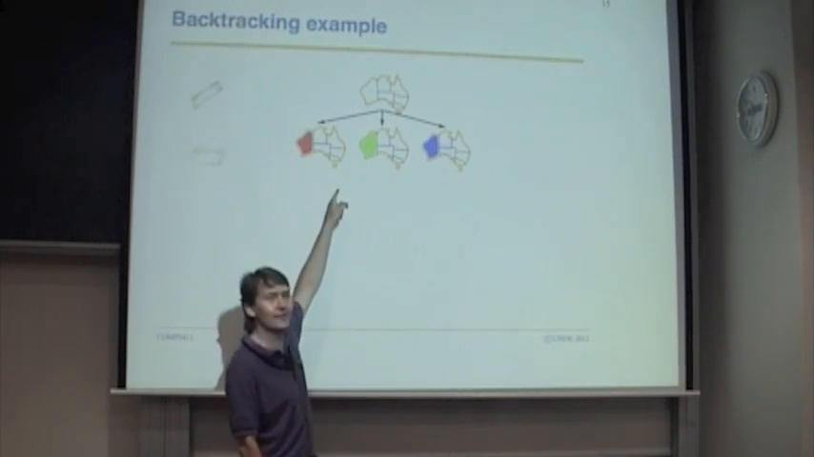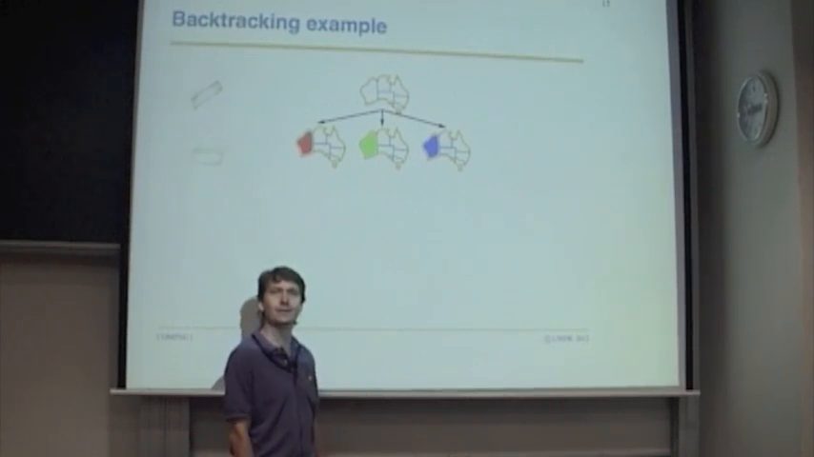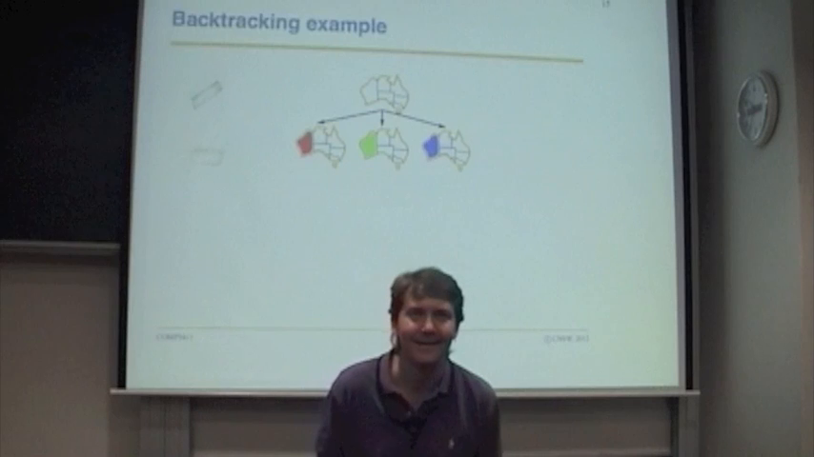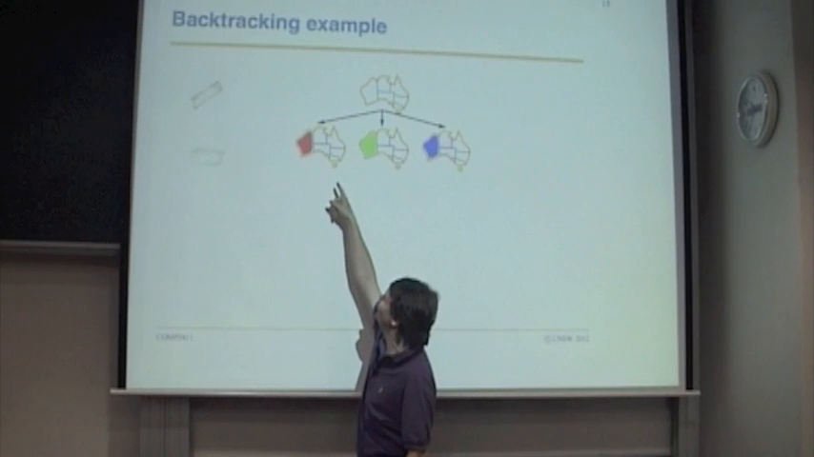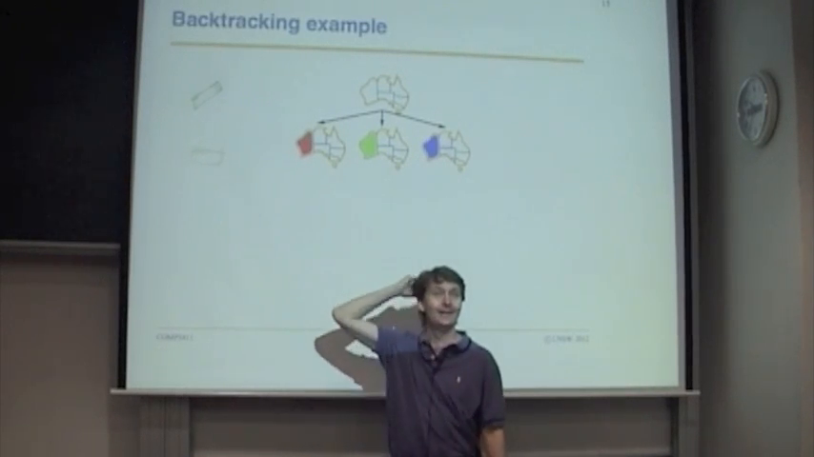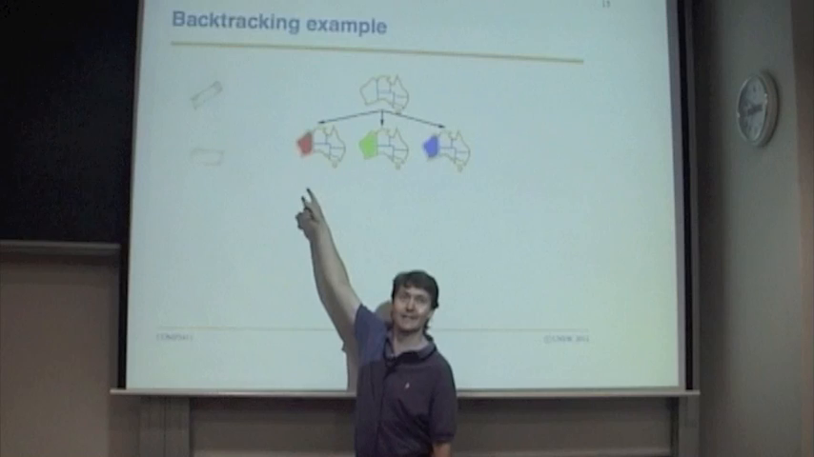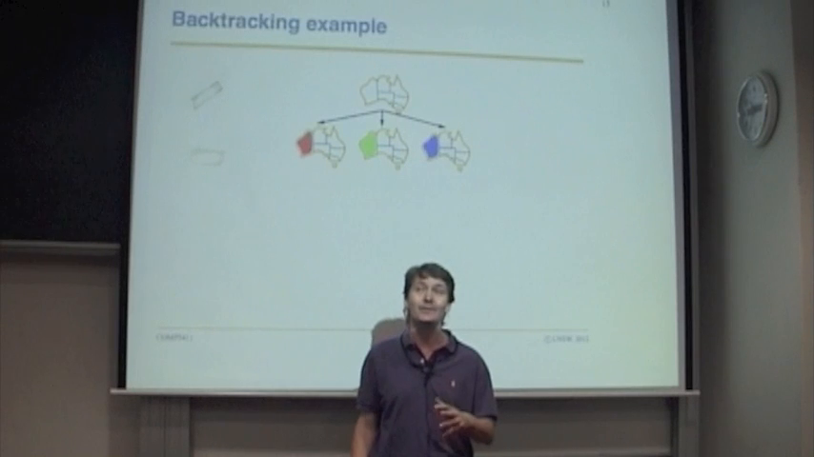Should I try Queensland? Should I try Tasmania? Should I try the Northern Territory? Which one do you think would be best? Northern Territory. Why? Because it's adjacent. Adjacent to the colour you've already filled in. That's right. So being adjacent means that it's constrained by the colour.